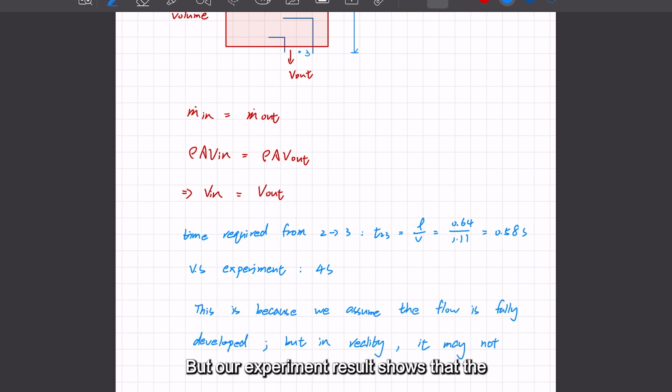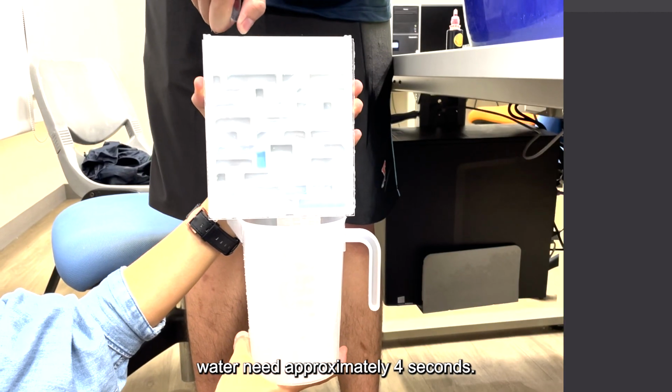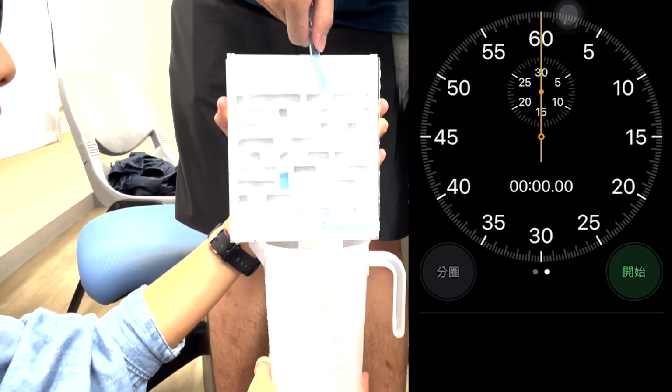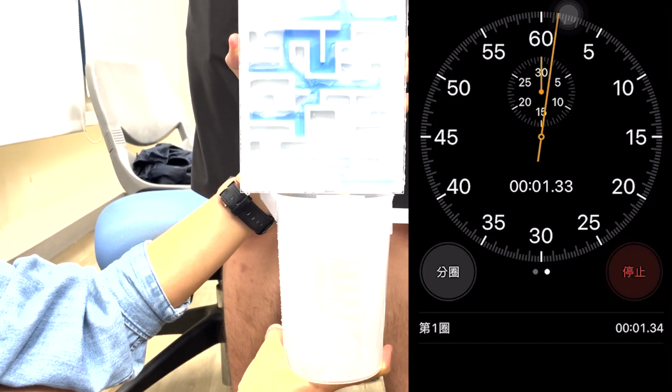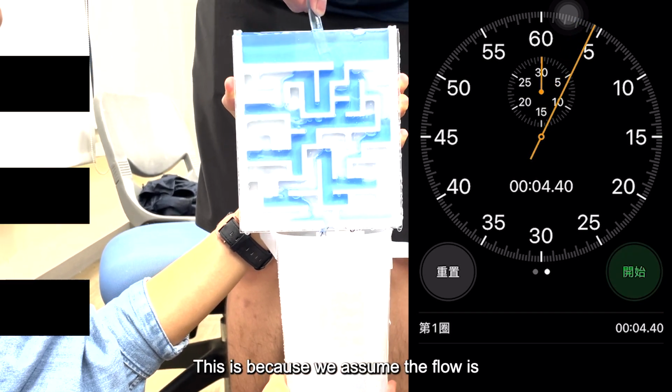But our experiment result shows that the water needs approximately 4 seconds. This is because we assume the flow is fully developed, but in reality, it may be a developing flow instead.